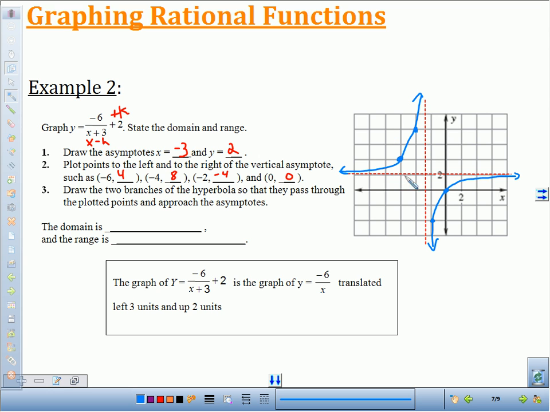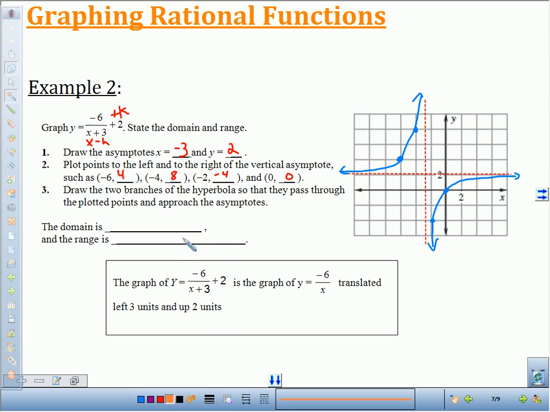Notice that this time my graph sits in quadrant 2 and quadrant 4 as opposed to 1 and 3. That's because it was -6 on the top instead of +6. Had it been +6, it would have been flipped around the other way. Fortunately, the calculator will tell us that by telling us what points to plot.